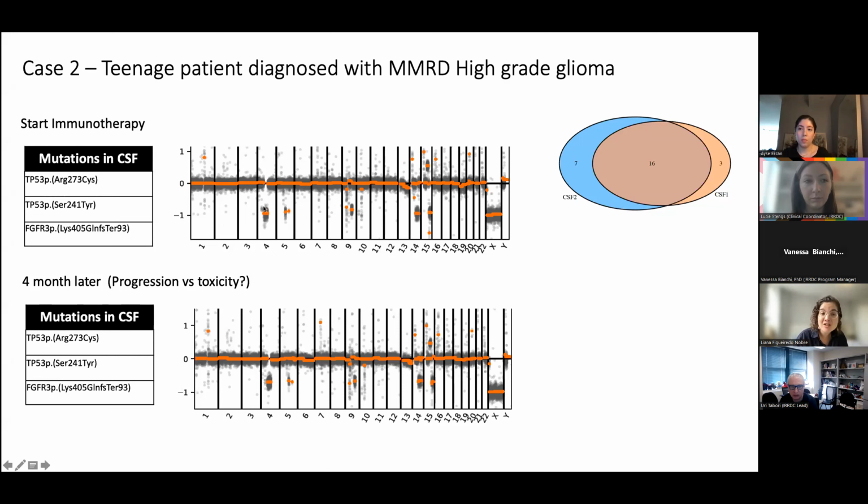Four months later, he had a picture with neurological deterioration, and really the imaging wasn't successful in showing us whether this was due to toxicity to the drug or if there was progression in the lesion. So the CSF helped us confirm that there was still tumor there and mutations found, as well as the copy number alterations that were pertinent to the tumor, helping us decide how to move forward with this patient's treatment.